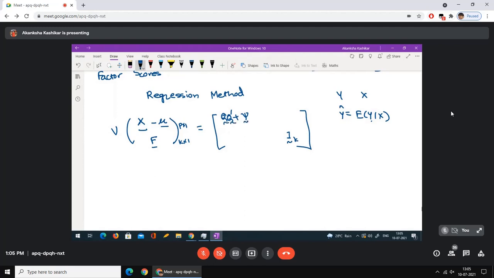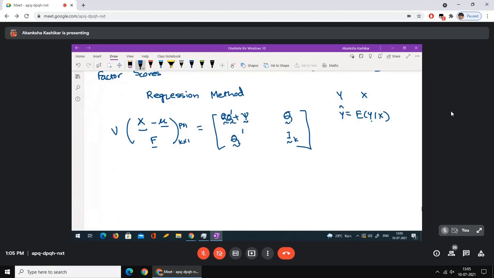Okay. And now I need the covariance, and we have already shown that the covariance between the original variables, I mean the observed variables, and the factors is the loading matrix. So the covariance terms would be this. So these are the submatrices.